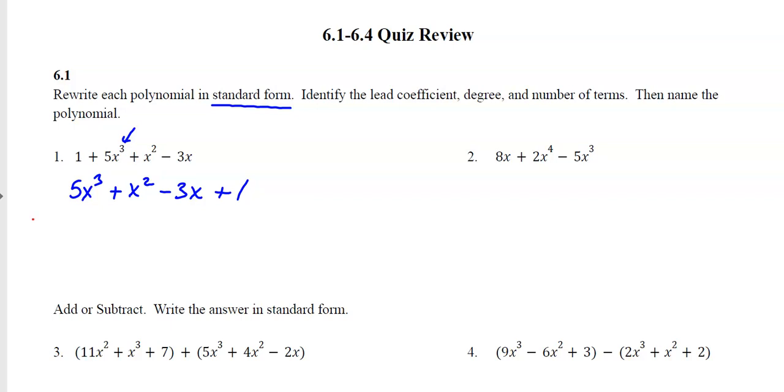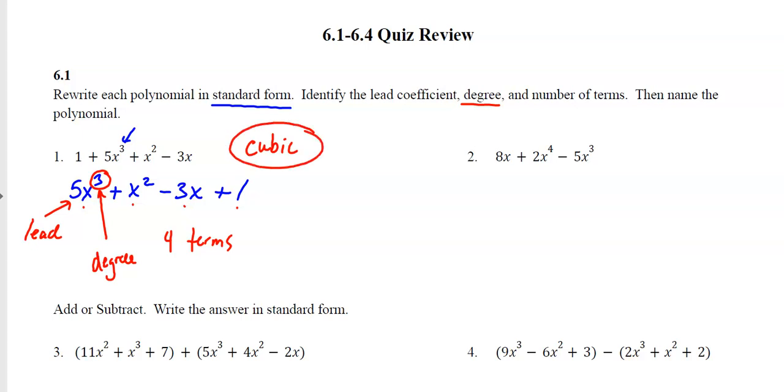The lead coefficient is going to be this 5. The degree of the polynomial is the biggest degree, the highest one. So this polynomial is degree 3. The number of terms, well, we have 1, 2, 3, 4 terms. All right. And how do we name this? Well, we name it by its degree. So since we have a degree 3, this is going to be a cubic polynomial because that's the largest power.